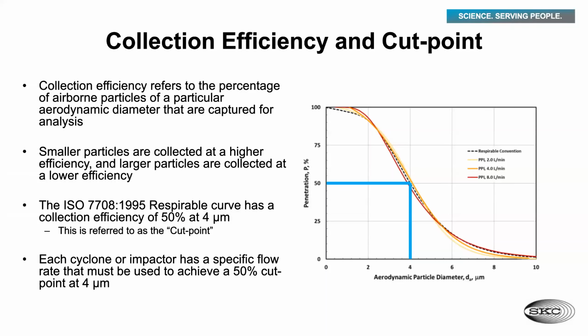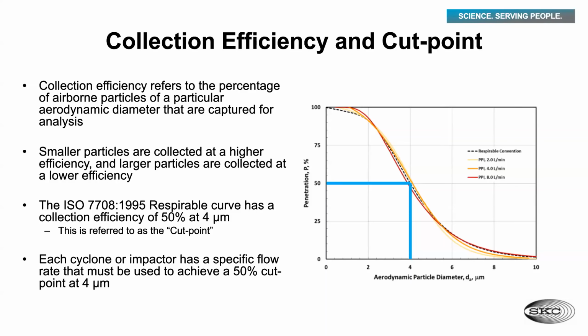When we talk about collection efficiency, this is something that I feel a lot of industrial hygienists don't quite have a handle on. So I want to go over it again today just to make sure that we're all on the same page. Collection efficiency refers to the percentage of particulates of a certain size that are being collected. If you look at this graph, on the very far left, all the way to the very top, we have 100%. That means 100% of the particles that are near zero in size are being collected.